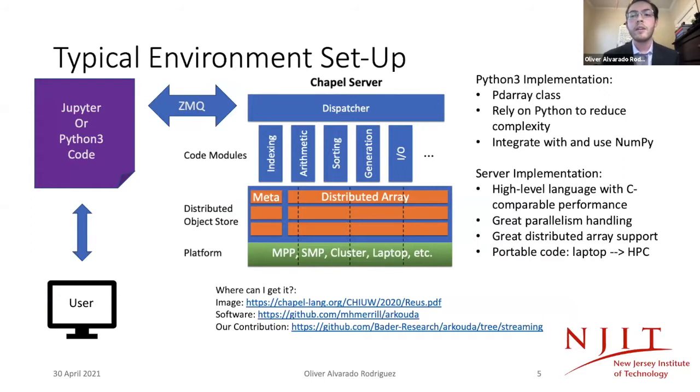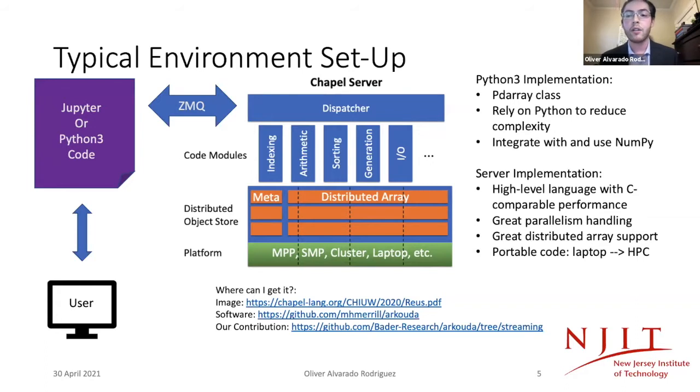The main environment setup is nice and simple. You have your user at the front end working with their file or Jupyter notebook and communicating through a ZMQ socket to access all the powerful code at the backend. The Python implementation involves a pdarray class, relies on Python to reduce complexity, and can integrate with and use NumPy. This Chapel backend allows for a simple distributed object storage and can run on massively parallel processors, symmetric multiprocessors, clusters, or even a laptop.